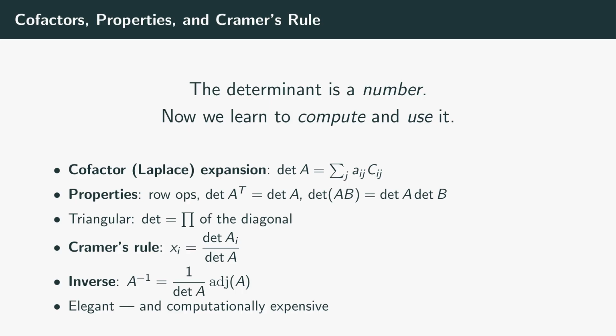With those in hand, two classical formulas drop out almost for free: Cramer's rule, which solves a linear system as a ratio of determinants, and the Adjugate formula, which builds a matrix inverse entirely out of cofactors. Both are gorgeous. Both are also slow. The cost explodes as the matrix grows. By the end, you will know these formulas cold and know exactly when not to use them.